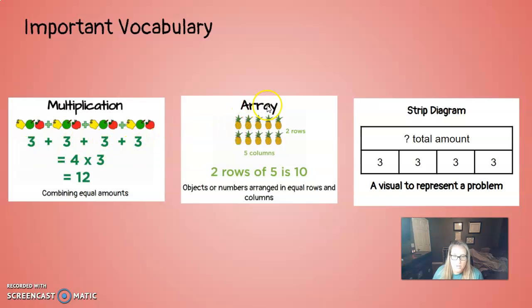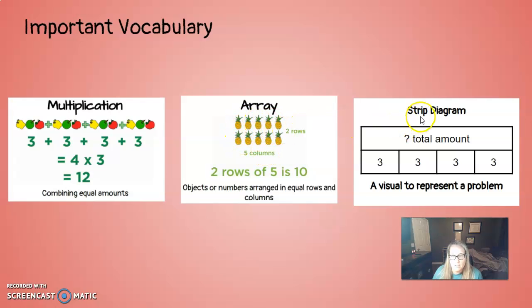Our next word is array. An array is when we organize objects in equal rows and columns. So it makes this pretty picture, and it usually is with a picture, but it's equal rows and equal columns.